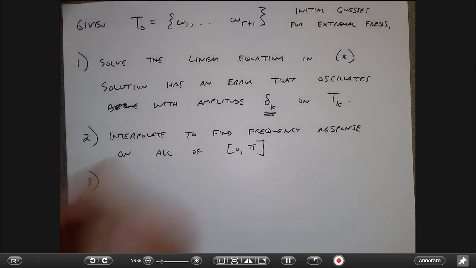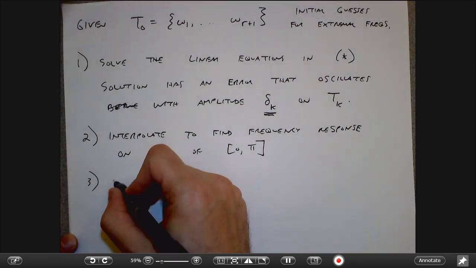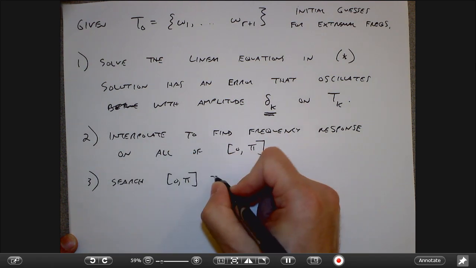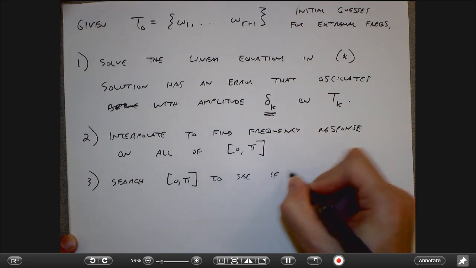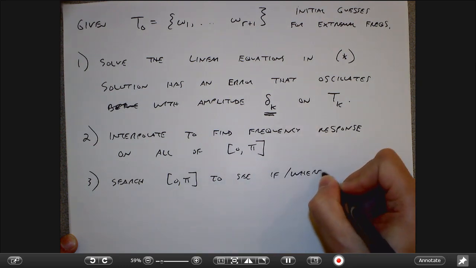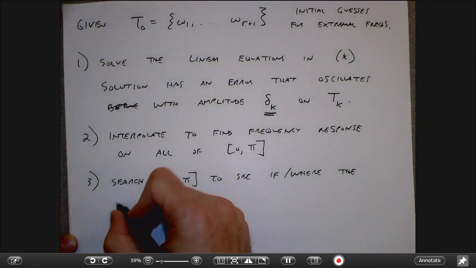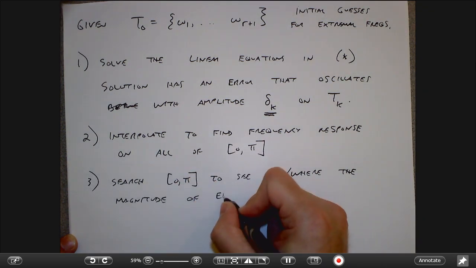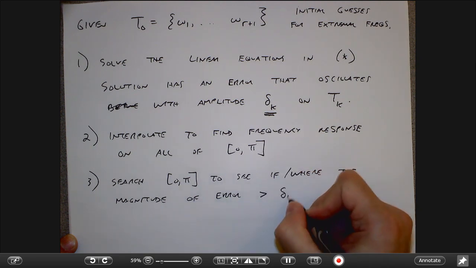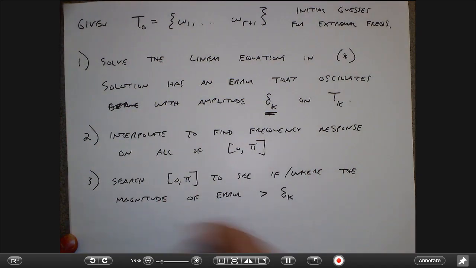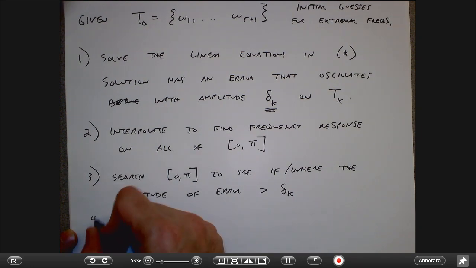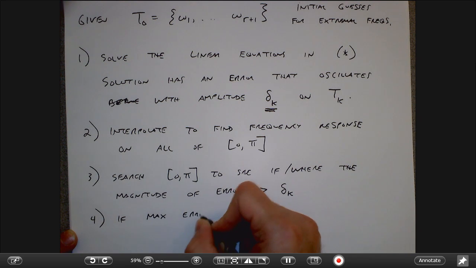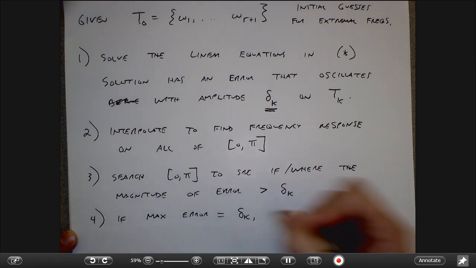And then I'm going to see, am I done? Right? So I'm going to search 0 to pi to see if and where the magnitude of the error is greater than what I landed with here. And then if the maximum error is equal to what I got, then I'm done.